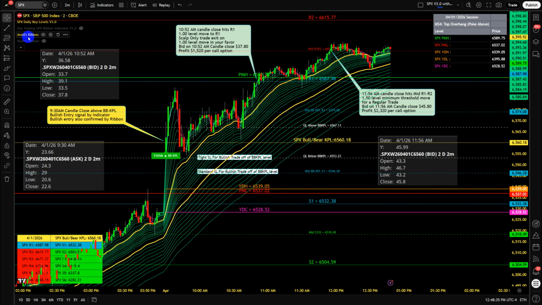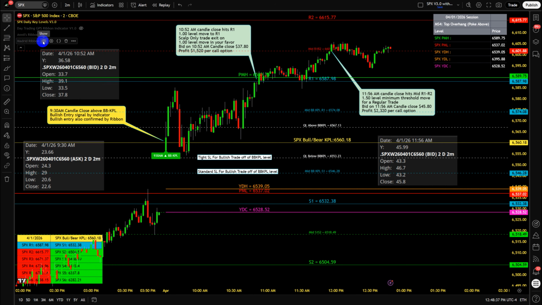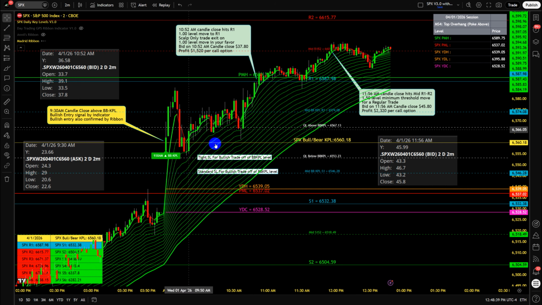You can also take a look at the other ribbon here, the original Madrid ribbon. It doesn't have the two moving average thick lines like Andy's ribbon, but again, we have a candle close above the bull bear key price level that is supplemented by a confirmation of the Madrid ribbon as well.